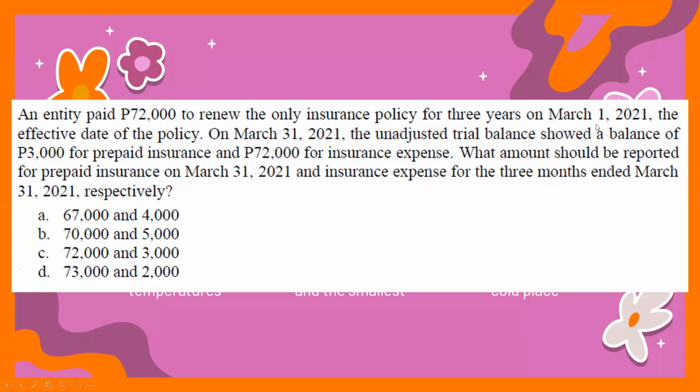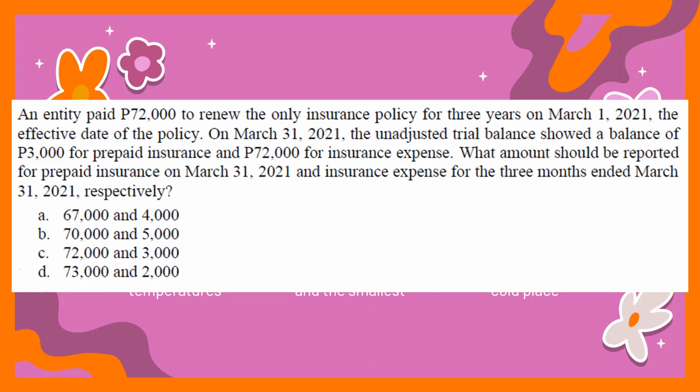On March 1, 2021, the effective date of the policy. On March 31, 2021, the unadjusted trial balance showed the balance of 3,000 for prepaid insurance and 72,000 for insurance expense. So it goes without saying that they have recorded it all as insurance expense. But remember, we are preparing the financial statements under the accrual method.